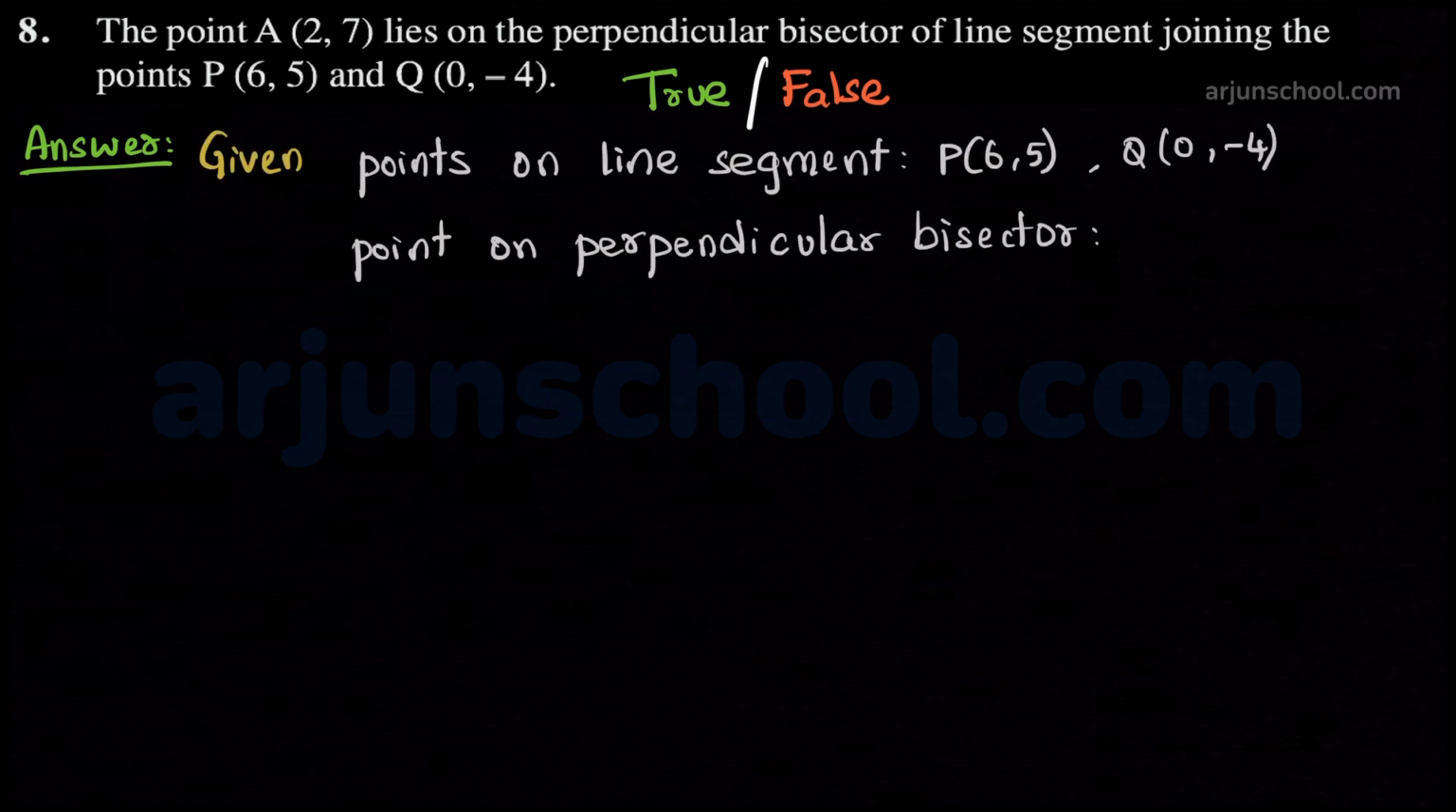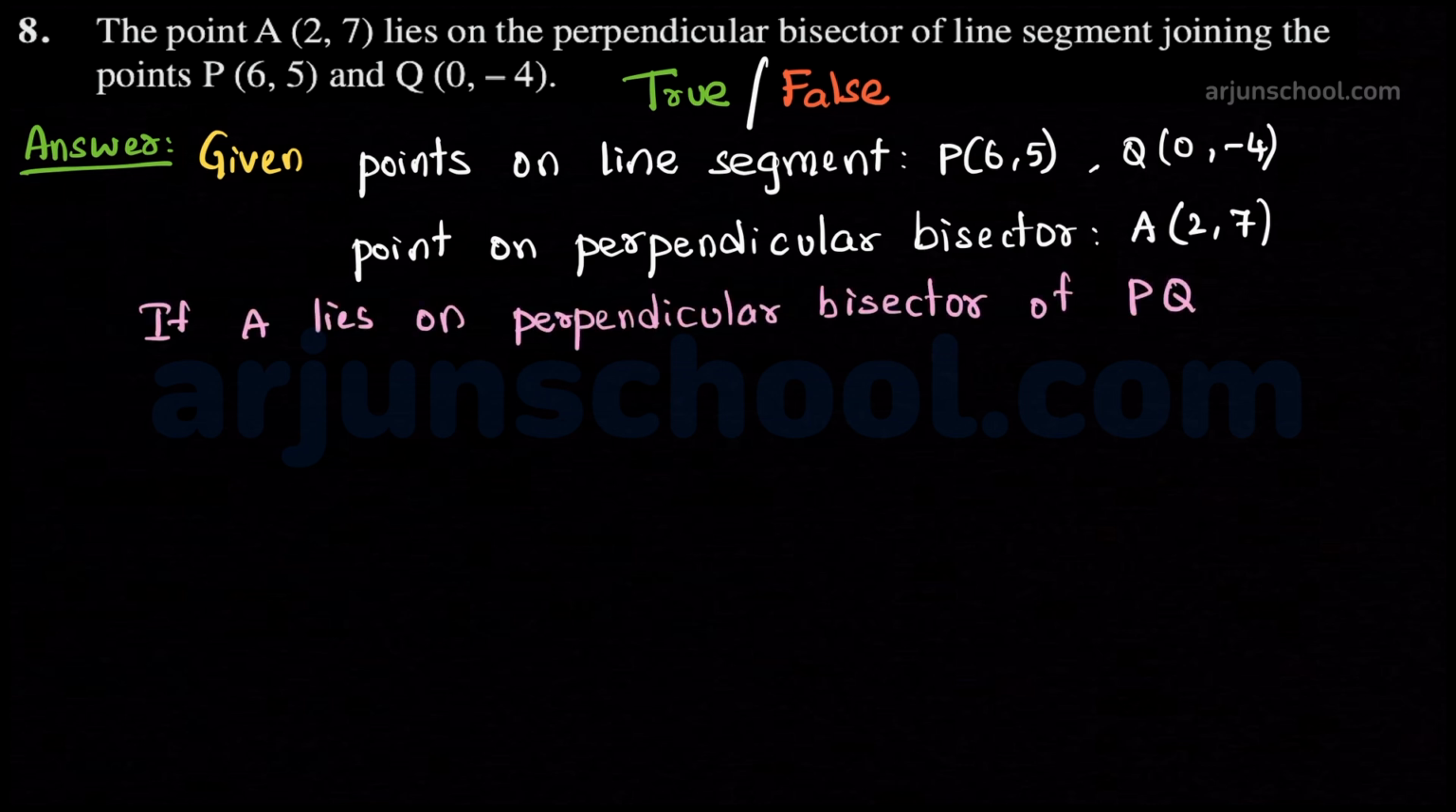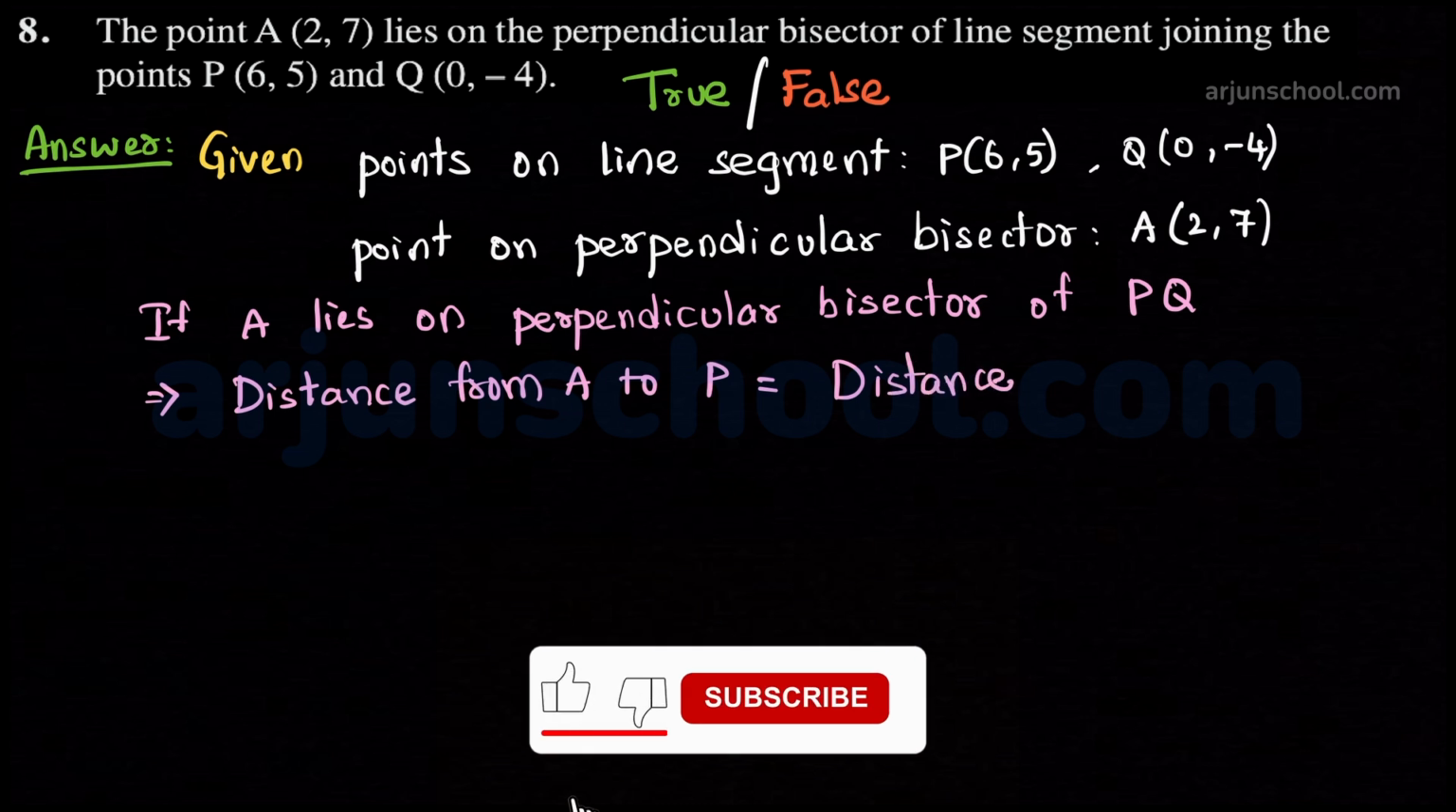We are given points P and Q on the line segment and point A on the perpendicular bisector. If point A lies on the perpendicular bisector of the line segment joining P and Q, then by definition, the distance from A to P must be equal to the distance from A to Q.